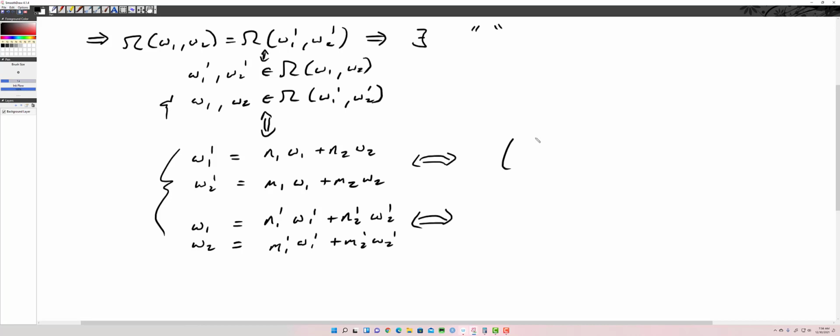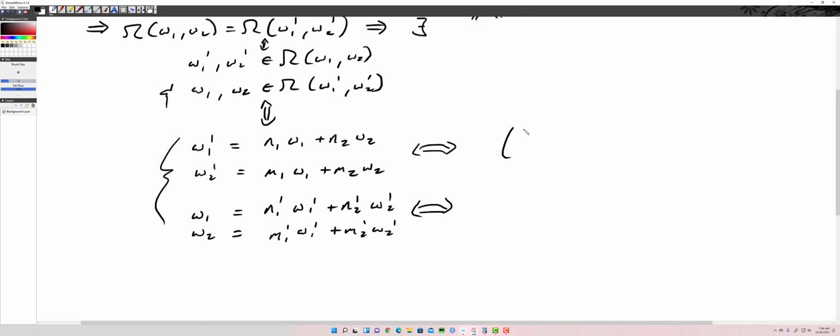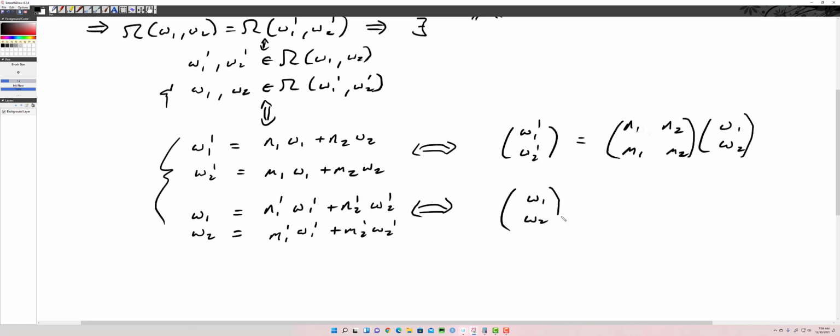So this is the same thing as saying omega 1 prime, omega 2 prime equals the matrix n1, n2, m1, m2 times omega 1, omega 2. And this is the same as saying omega 1, omega 2 equals the matrix n1 prime, n2 prime, m1 prime, m2 prime times omega 1 prime, omega 2 prime.